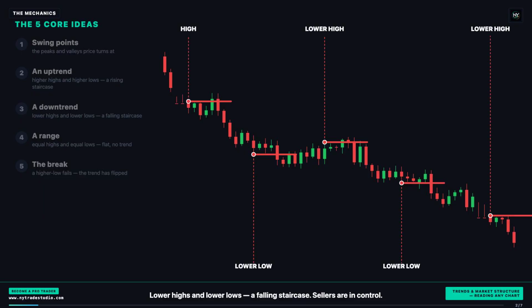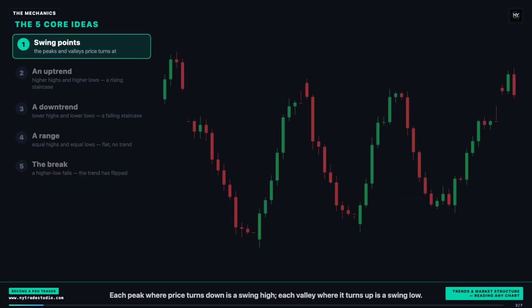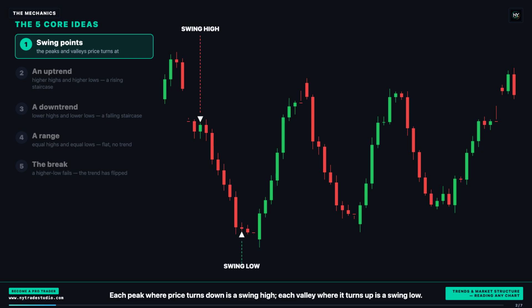Before any real chart, here is the whole idea on one simple diagram. Get this picture, and every chart after it reads itself. Start with the single building block everything is made of, the swing point. Look at how price actually moves, never in a straight line, always in a zigzag of pushes and pullbacks. Each peak where price tops out and turns down is a swing high, each valley where it bottoms and turns up is a swing low. That is it. The peaks and the valleys, and a trend is nothing more than the pattern they make.